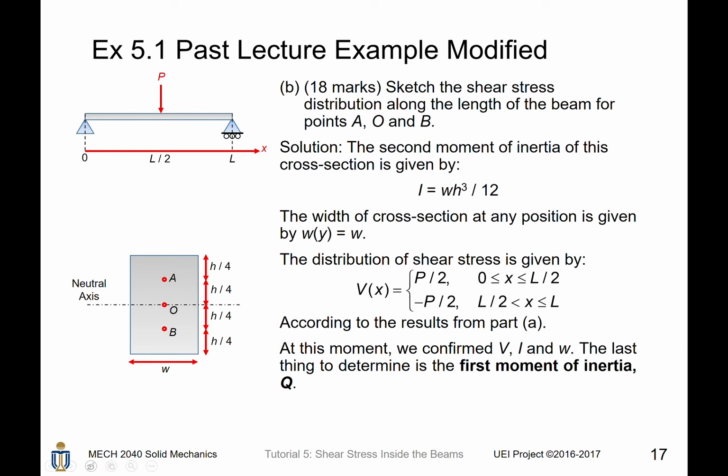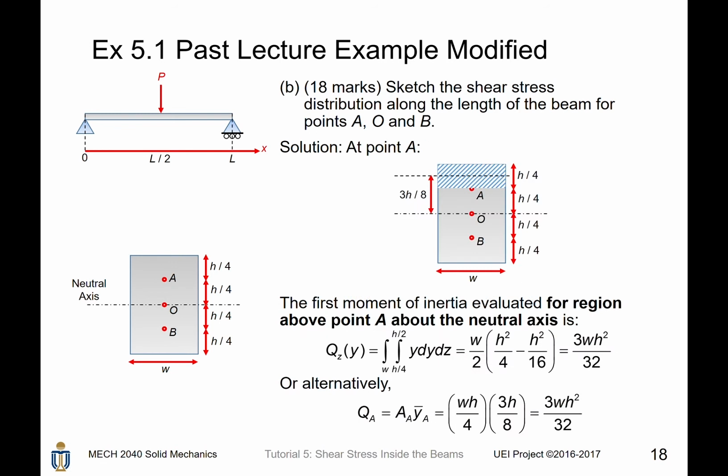So at this moment, we confirmed 3 items. One is the second moment of inertia, another one is the width, another one is the shear force applied in this cross-section. So we confirmed those 3 quantities. Recall that our equation is tau equals VQ divided by IW. So what we need to do now is to determine what Q is. However, what I want to tell you is that in this tutorial, the quantity Q is one of the most important, one of the key factors for the determination of the shear stress.